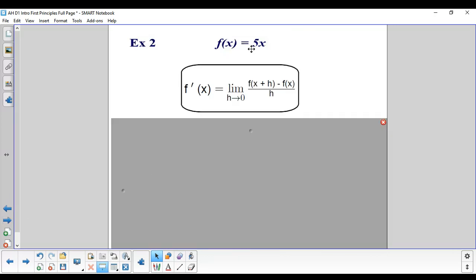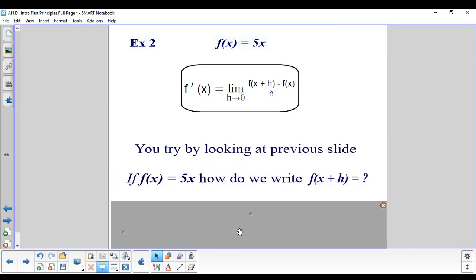The next one is f of x equals 5x. If you want to have a go yourself, you can pause this. Just to remind you, at the side put f of x and f of x plus h, so try to find that. If you want to try it yourself now, pause. Otherwise, I'm about to go over it.